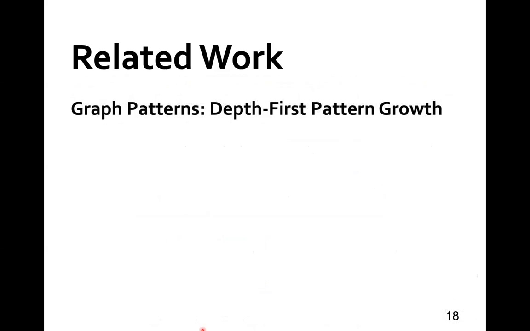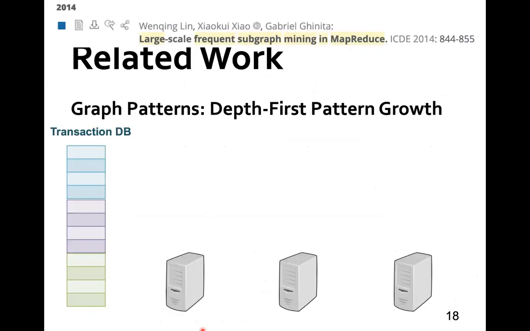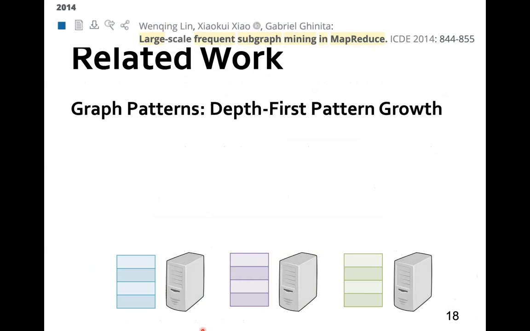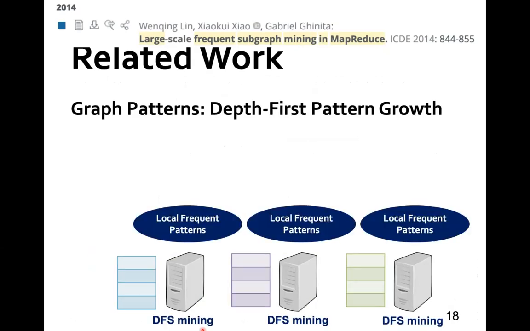The works we reviewed so far are on item set patterns. Regarding subgraph patterns, a depth-first solution is proposed in ICDE 2014 using 2 rounds of MapReduce. In the first job, transactions are partitioned among machines, and each machine only mines its local frequent patterns in depth-first order.